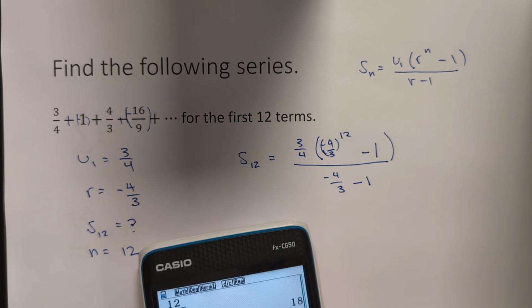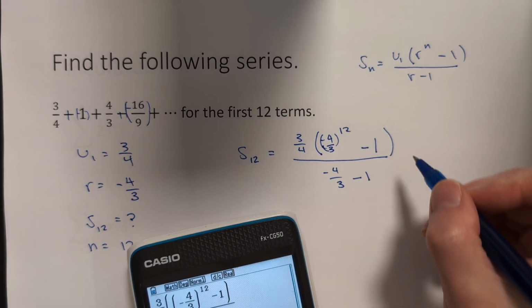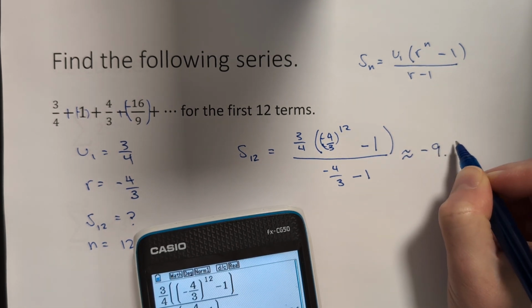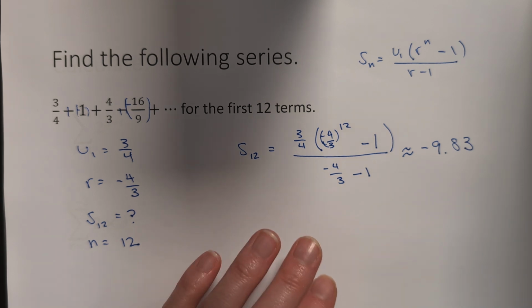Of course, here it won't particularly matter if you put the negative in the numerator or the denominator or in the front, but do be careful that it is there. Rounding that to 3 significant figures is about -9.83. Okay, and that would be done here.